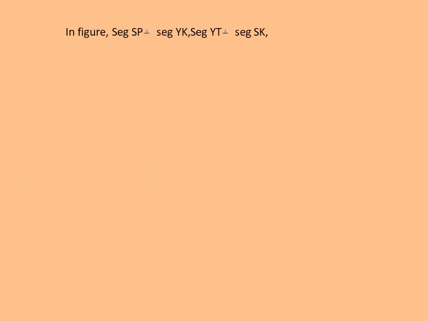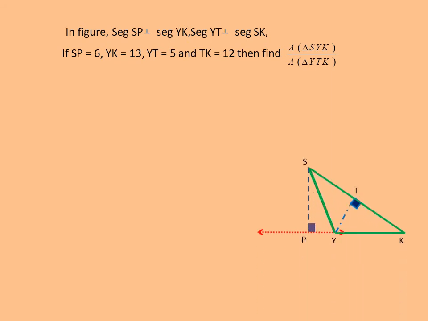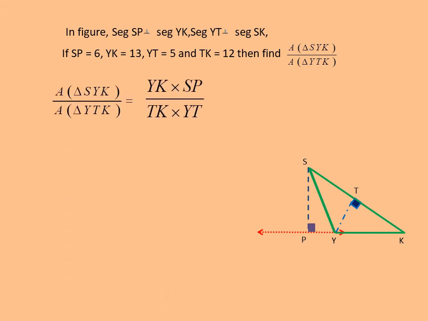We have in the figure SP perpendicular to YK and YT perpendicular to SK. SP measurement is given as 6, YK is 3, YT is 5, TK is 12. Find the area of triangle SYK upon area of triangle YTK. Let us see the figure. Here is our figure given to us. It is again an obtuse angle triangle.